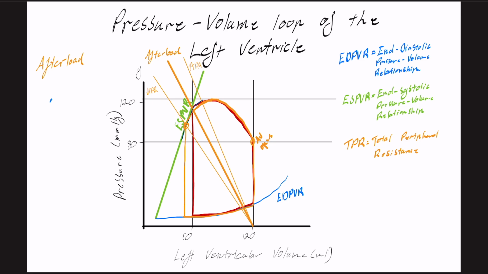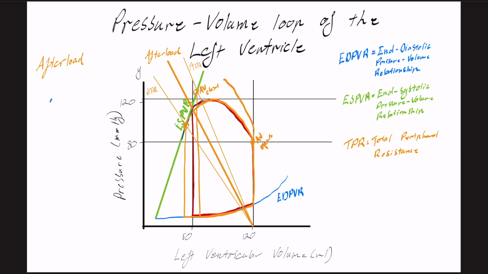Now let's do it for a high afterload. So for high afterload, again, we'll start at where it crosses the end systolic pressure volume relationship curve. Pressure drops. We hit our end diastolic pressure volume relationship and filling begins. We then increase our pressure at our end diastolic volume. And again, we get above our diastolic blood pressure and the valve will open.